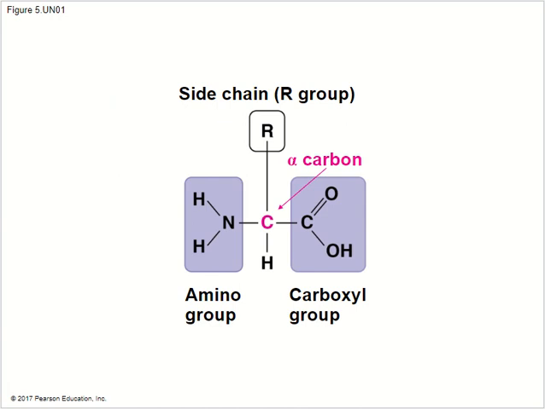Each amino acid always starts out with an amino group, the nitrogen end, or the N terminus, and the carboxylic group, the carboxy end, or the C terminus. And then we have our alpha carbon in between. The R group is simply the only thing that differs between different types of amino acids.